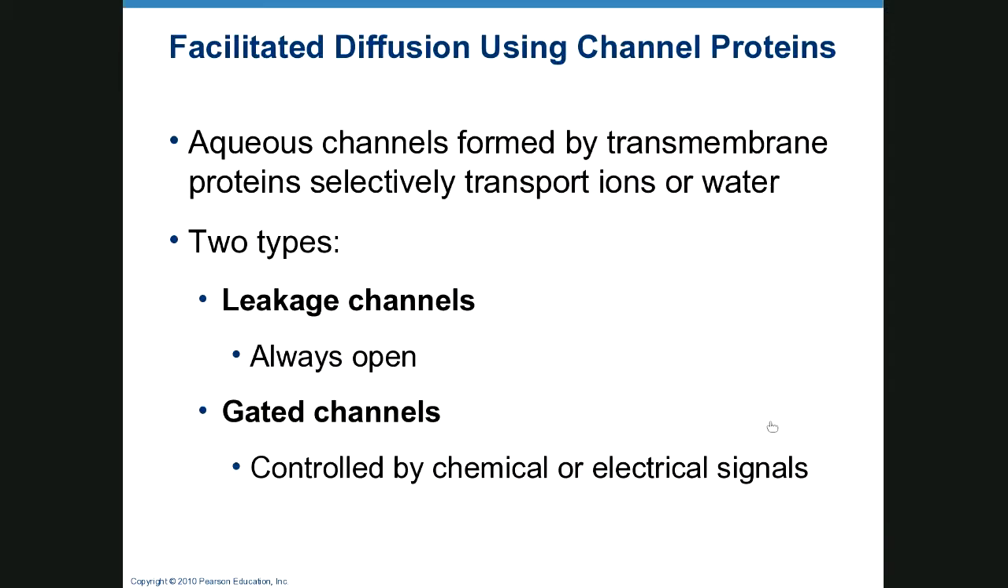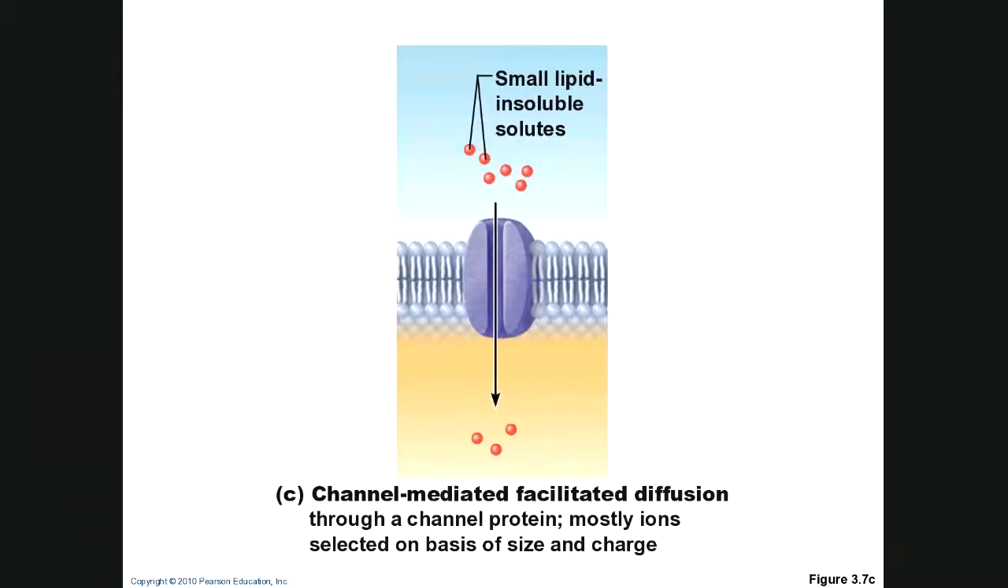Okay, now channels, protein channels. And these are going to be very important for ions. We're talking about chemical signals such as the signals that go down with muscle contraction and nerve impulses. Leakage channels are always open and they leak, kind of like my bathroom faucet. Gated channels are controlled by chemical or electrical signals. So they stay closed until something signals them to open. Okay, and here is a channel allowing stuff to go through it.